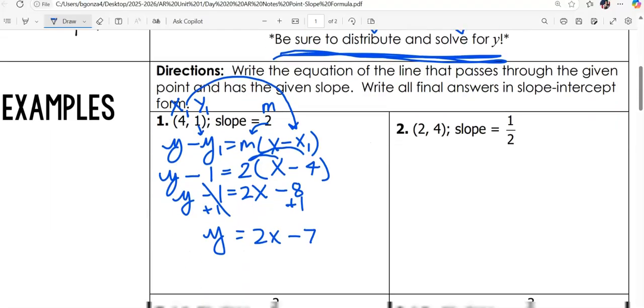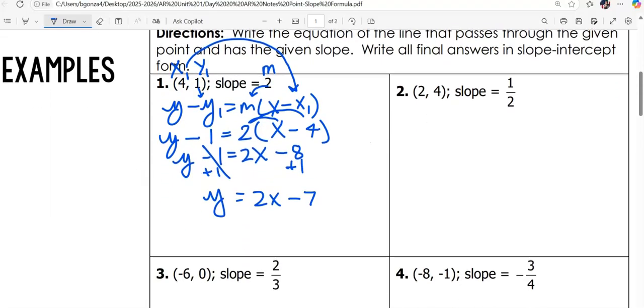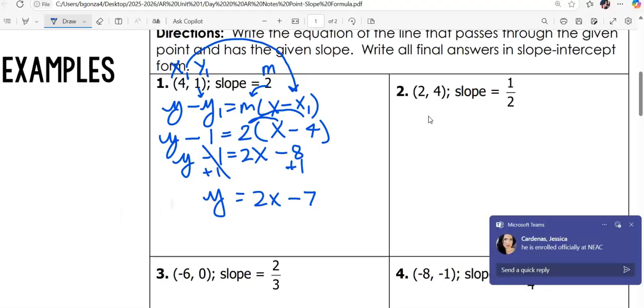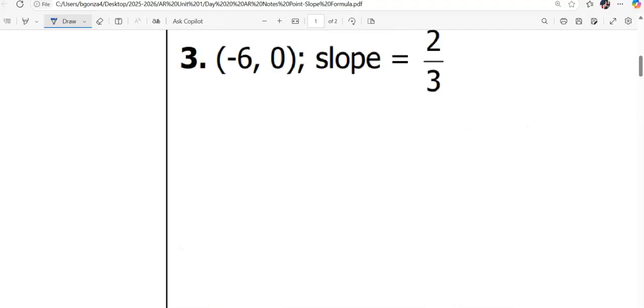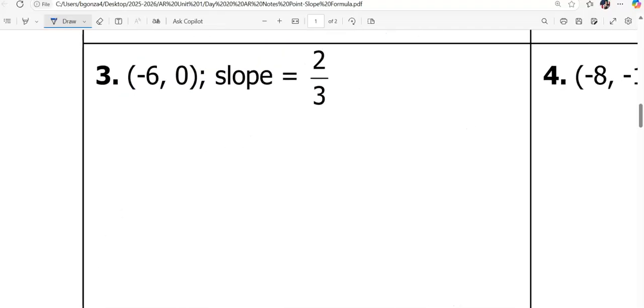Right? All right. Do you see how to do this? You plug stuff in, you distribute, and you solve. Now look, we're gonna skip 2. Let's do number 3. Ready? Watch this. Number 3.